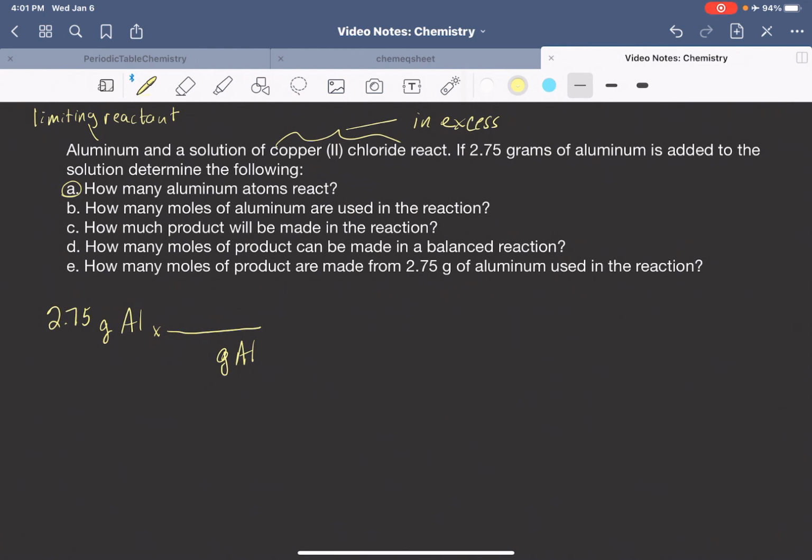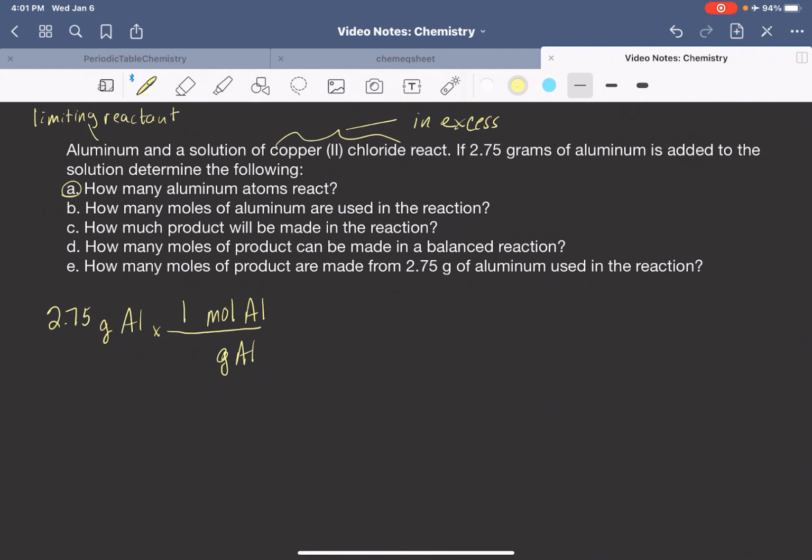So we know that we can go from, we're going to how many moles of here? Well, we can go from grams of anything to moles of anything. And in this case, we're going from grams of aluminum to moles of aluminum, right? And so in 1 mole of aluminum, how many grams is that?